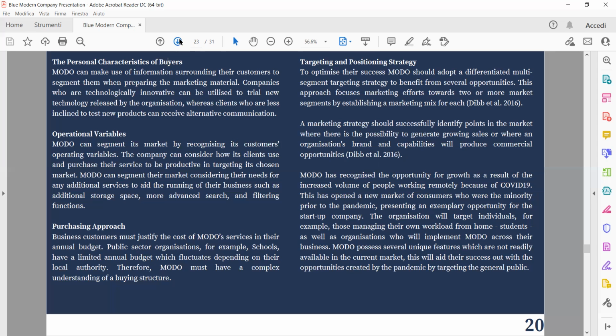When positioning MODO within the market, the organisation should consider the wide variety of users who use its services. MODO should be positioned at a higher price point, however, with the option to receive a basic service at a discounted price.